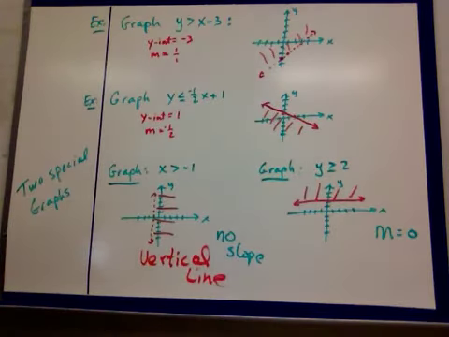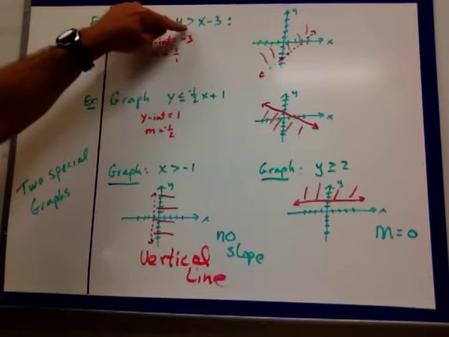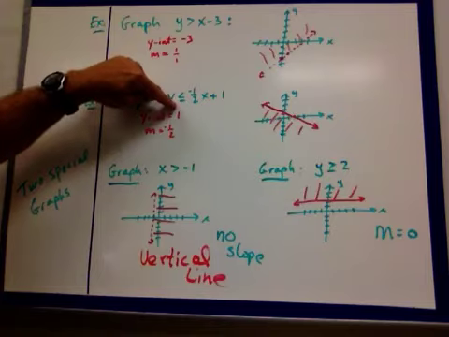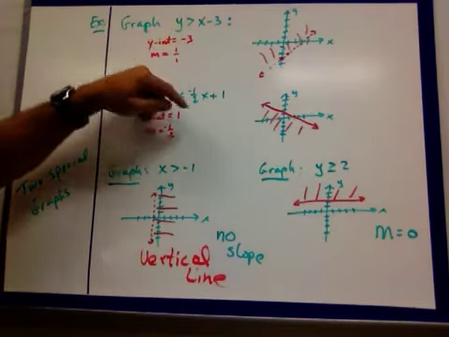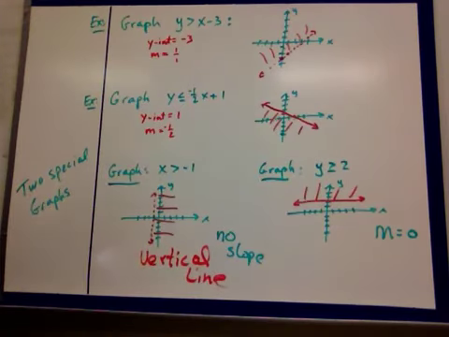Okay? Two special cases. So graph like we have been, check the signs to see if it's going to be a dashed or a solid line. If y is greater, you shade up. If y is less, then you shade down. Pretty straightforward. Okay? We're going to look at more examples of this tomorrow.